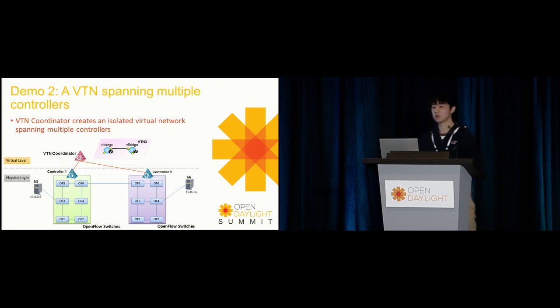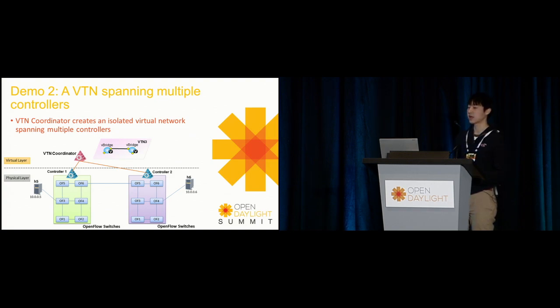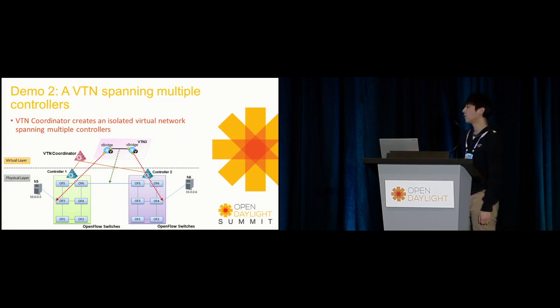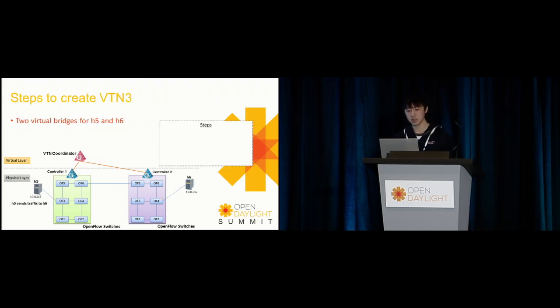Okay, now demo 2. In demo 2, I'm going to create a VTN spanning multiple controllers. So I create a VTN 3 for communication between host 5 and host 6. This slide shows the steps to create VTN 3.